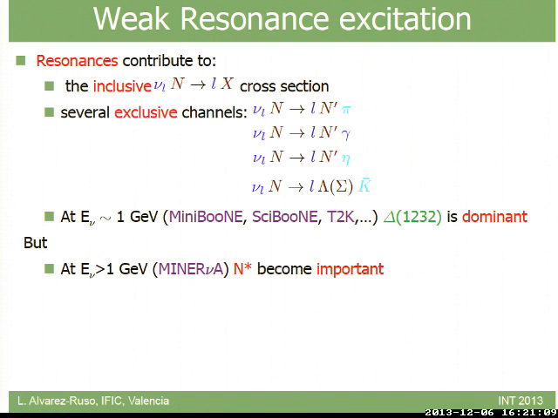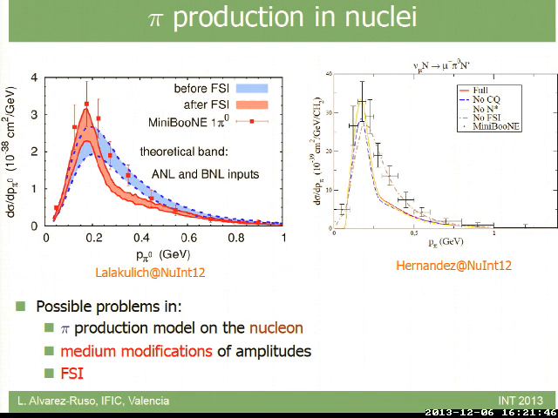Now we come to neutrinos. Here, of course, we know that resonances are very important. They contribute to the inclusive cross-section and to a number of exclusive channels that are going to be either backgrounds or interesting channels for their own sake, like eta production or combined strangeness production. We expect that at around 1 GeV, the delta is most of it, but as the energy increases, the other resonances are going to give an important contribution.